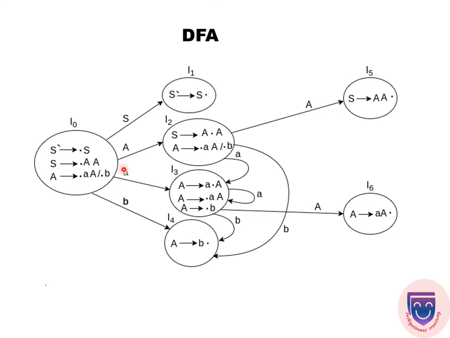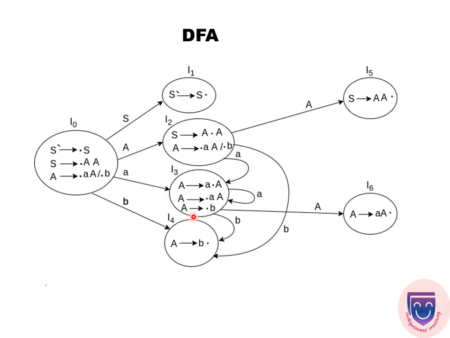Also the transition on small a, a non-terminal, in I0 we get the I3 state. Again the next symbol, small b, the transition on b in I0 we get I4. Here in I2 we have to make the transition again because we are not getting the dot at the end of the production, so we have to iterate it further. We get I5. This is the transition on A in I2.